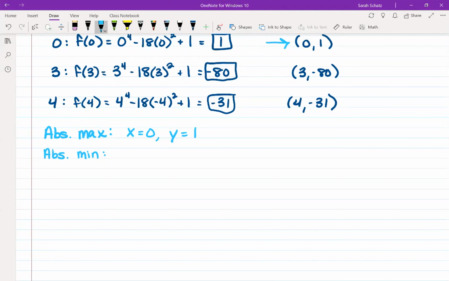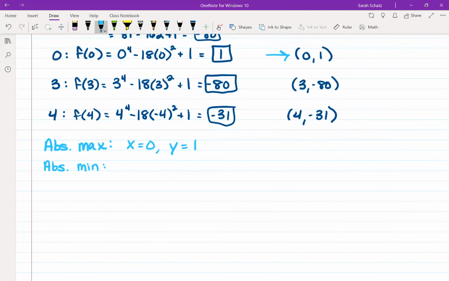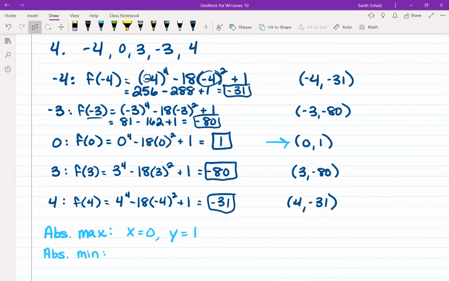Let's find your absolute min. So now I need to find the absolute lowest value on my interval. It actually happens twice. If it happens more than once, that's okay. You can have 2 separate places where it occurs. Your absolute min occurs at x equals 3 and -3. But your y value there is -80 for both of those. So you can have 2 solutions, either for max or a min, if those 2 values give you the same y.